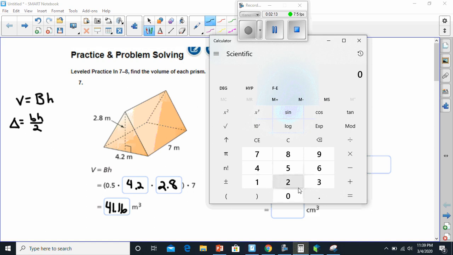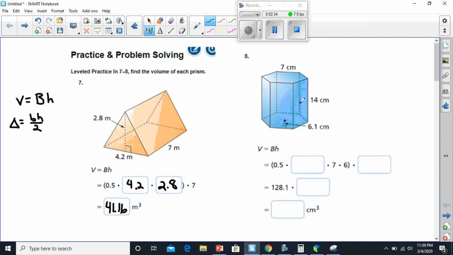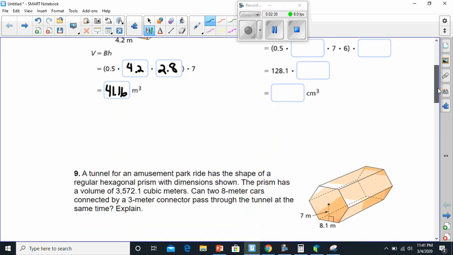And if I do this as 0.5 times 4.2 times 2.8 times 7, 41.16. All right, so got the answer to that one, and let's move on. So let's move to number 9.